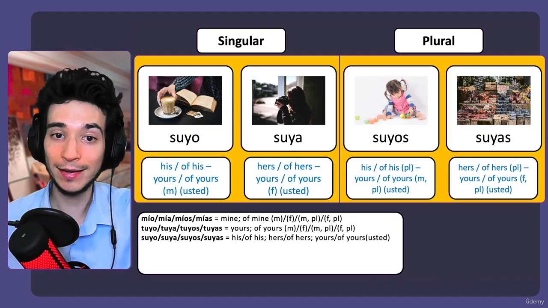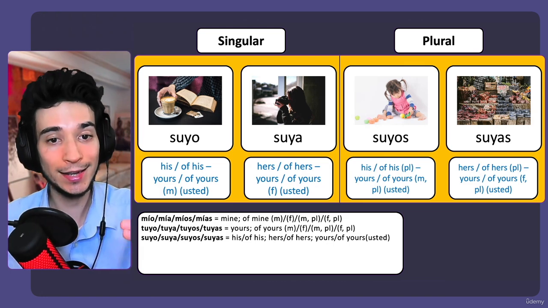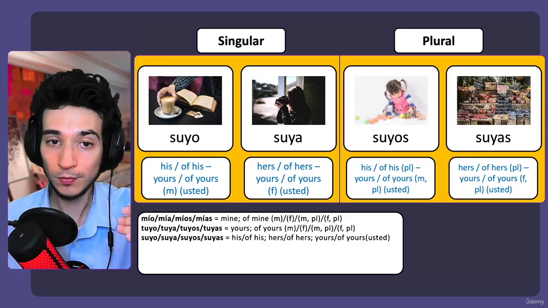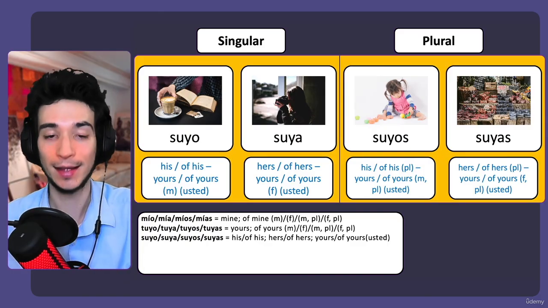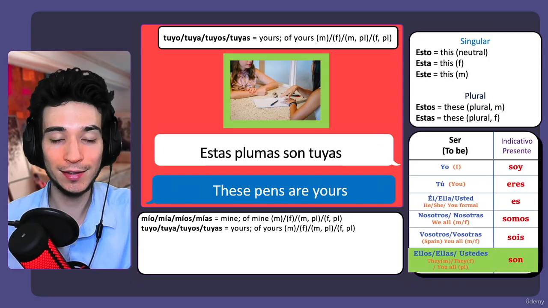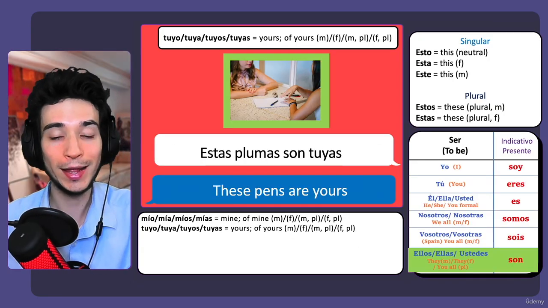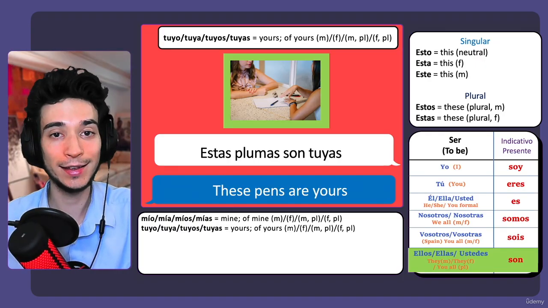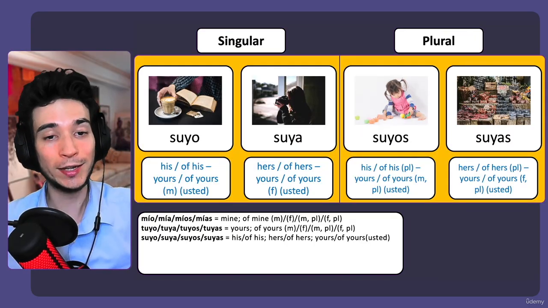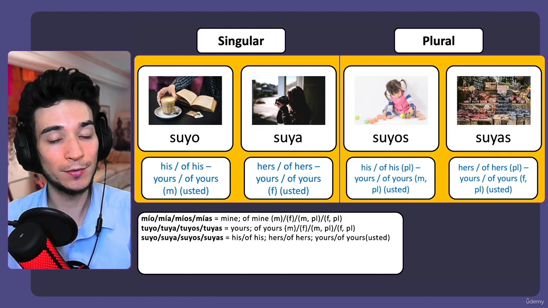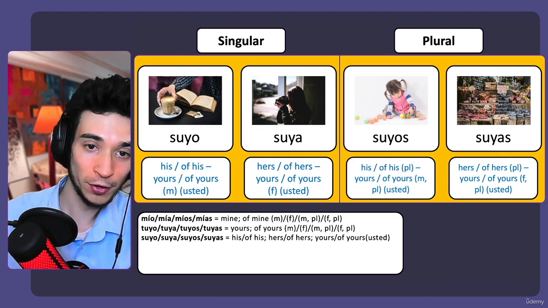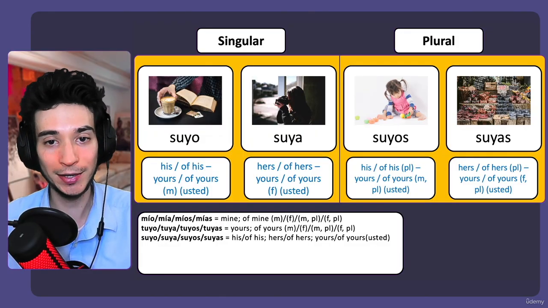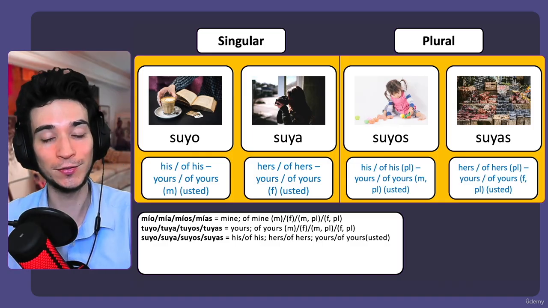Okay. And now we have suyo, which means his or of his. And it also means yours or of yours whenever you refer to someone as usted. So suyo and suya, this one is used for the third conjugation, from él, ella, and usted. So you can see it on the conjugation tab. The third one, él, ella, usted. So we have suyo for masculine, suya for feminine, basically hers, of hers, and also yours or of yours whenever you refer to somebody as usted and she's female.